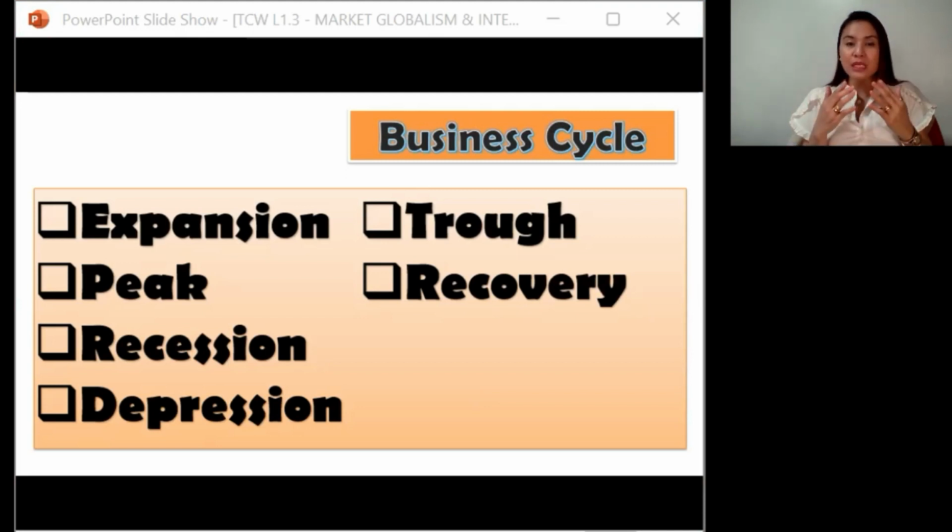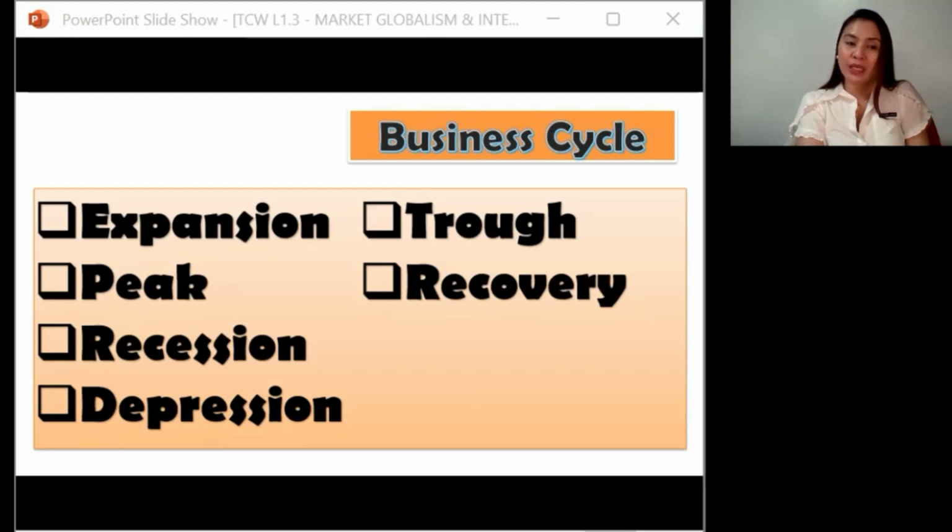So employment and production start to rise again, and lenders start to open up their credit coffers. This stage basically marks the end of one business cycle. So those are the six business cycle stages: expansion, peak, recession, depression, trough, and then recovery.